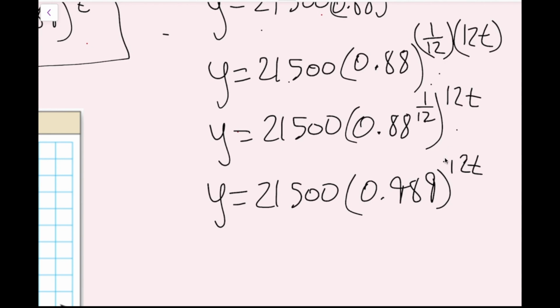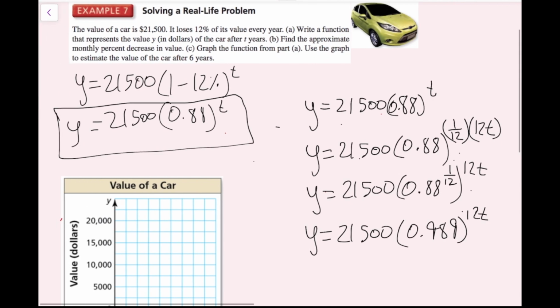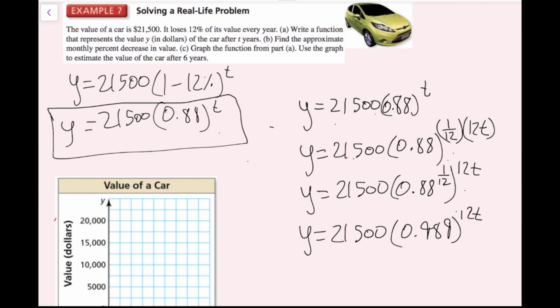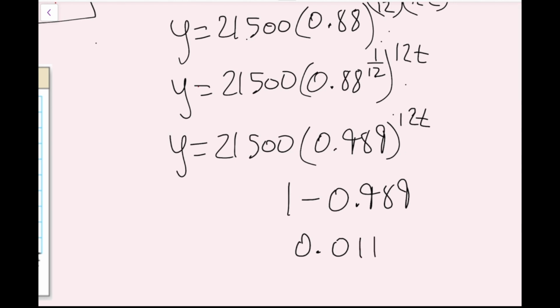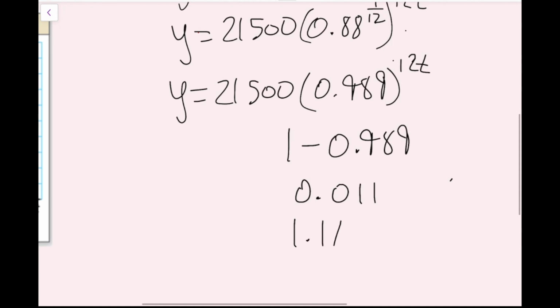Anyway, I want to go back up and see what my question is actually asking. It says, find the approximate monthly percent decrease in value. Now I know that this is exponential decay, so I'm going to do 1 minus this number. So 1 minus 0.989 to figure out the percentage decrease here. This is going to give me 0.011. If I move the decimal over twice, I get 1.1%. So for part B, the value of the car is decreasing by about 1.1% each month. Okay, so now we're done with part B.